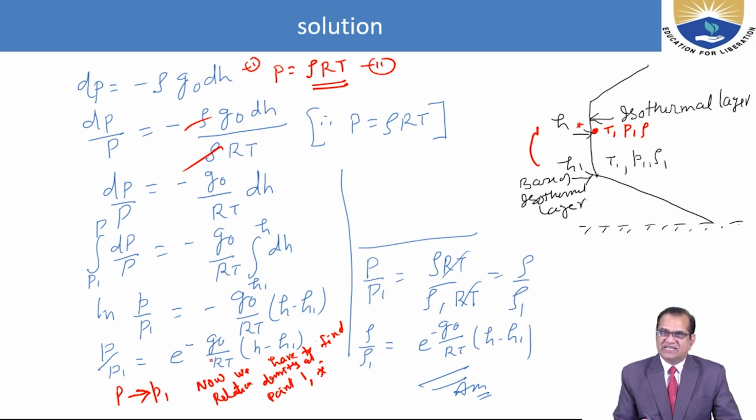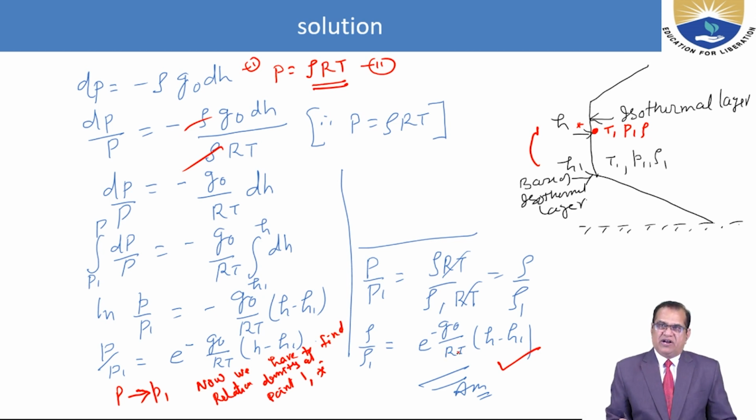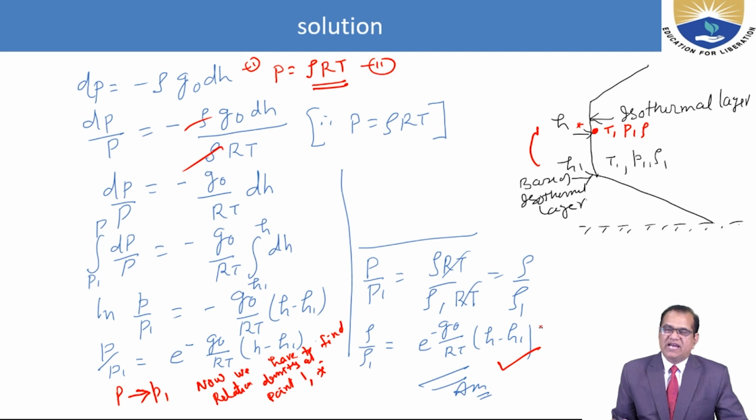So we can write that rho by rho 1 is equal to e to the power G naught by RT times H minus H1. So this is our relation, the density versus temperature, height, and all we can find out this way. This is the relation which we have to find as per the given question.